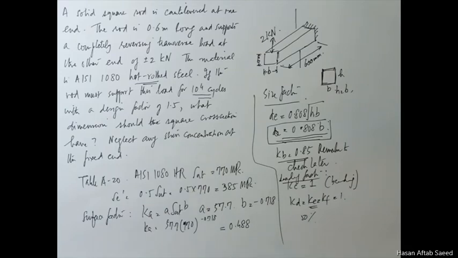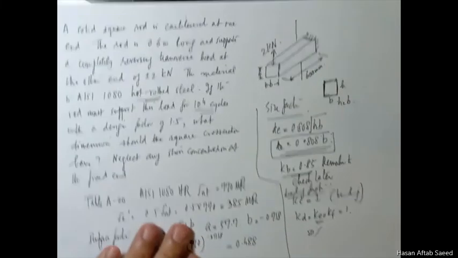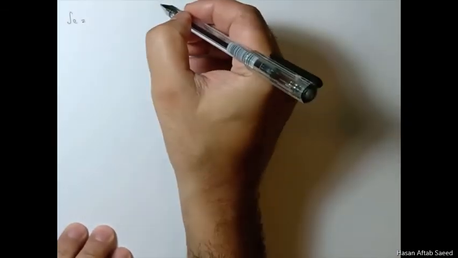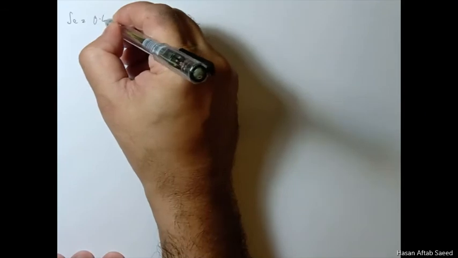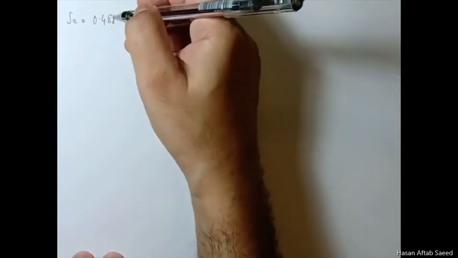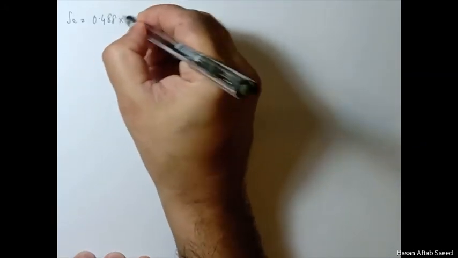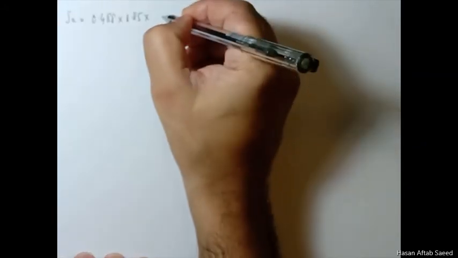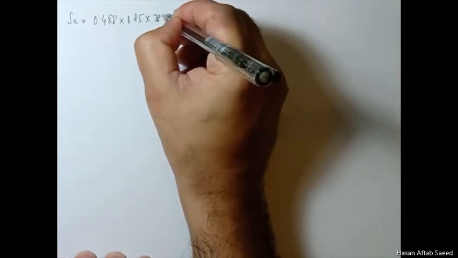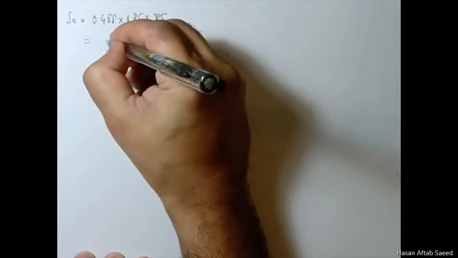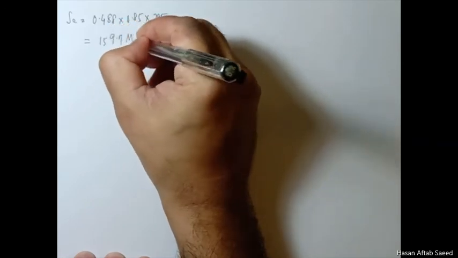Now we move on to the application of the Marin equation. Very simple, we are doing this for the third time today, so it should be no problem. What we do is, we need to find SE from SE prime, and for this, KA is 0.488, this is the surface factor, and KB we have just assumed to be 0.85, and SE prime in this case is 385, and this then becomes this.